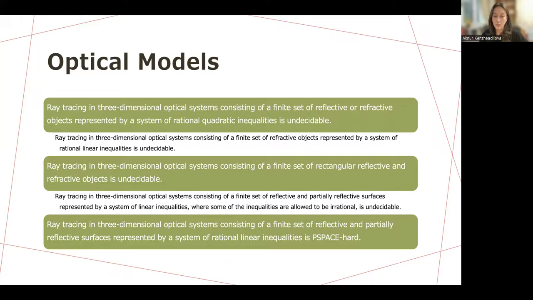And ray tracing in a 3-dimensional optical system which has partially reflective surfaces or linear inequalities, where some of the inequalities can be allowed to be irrational, is also undecidable. The last one is PSPACE-hard, which is where the set of reflective and partially reflective surfaces is represented in a system of rational linear inequalities. So it will be PSPACE-hard.